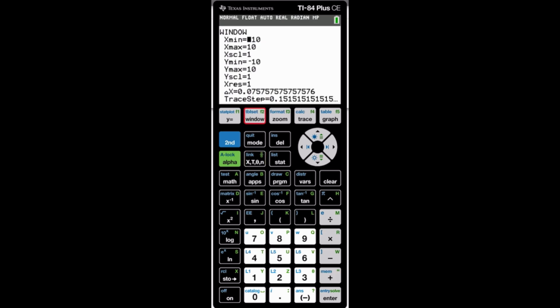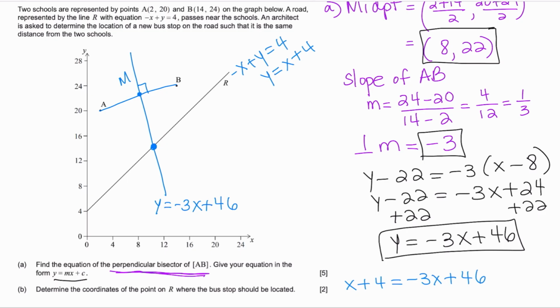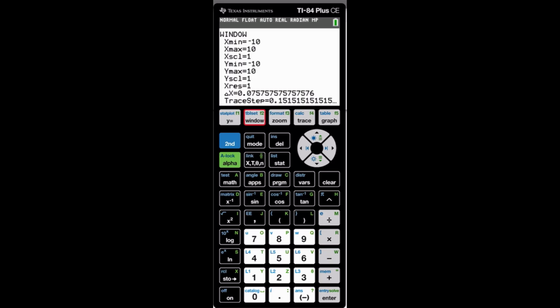I'm going to go to window, and I'm going to adjust the window to match exactly what I see on the graph already. If you notice, the x min is 0, the x max is 24, the y min is 0, and the y max is 28. And both are going by a scale of 4. So I'm going to make my x min 0, my x max 24, my x scale 4, my y min 0, my y max 28, my y scale 4, and I'm going to press graph. So there I can see my two equations.